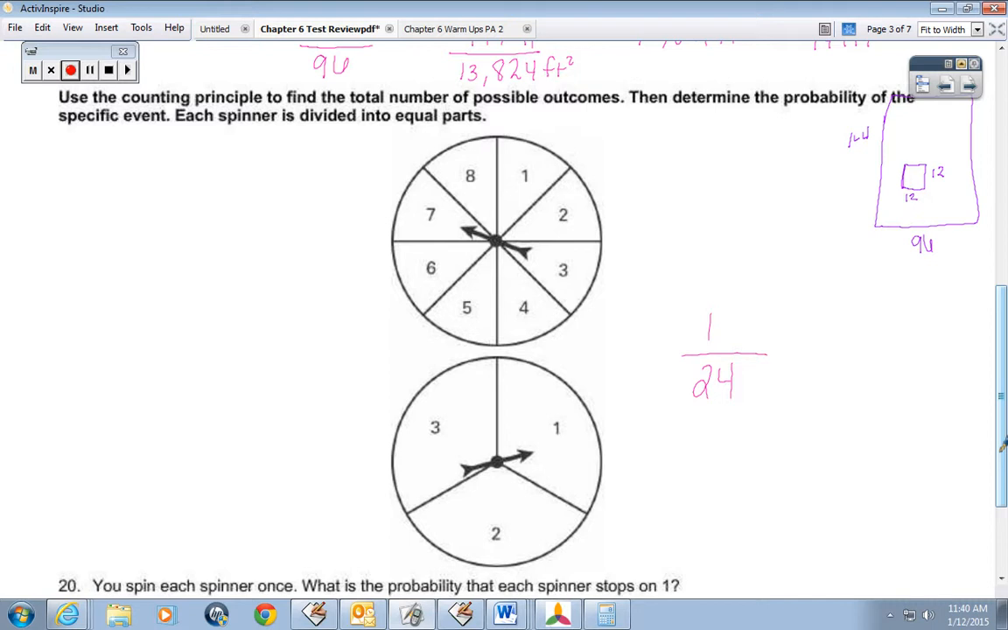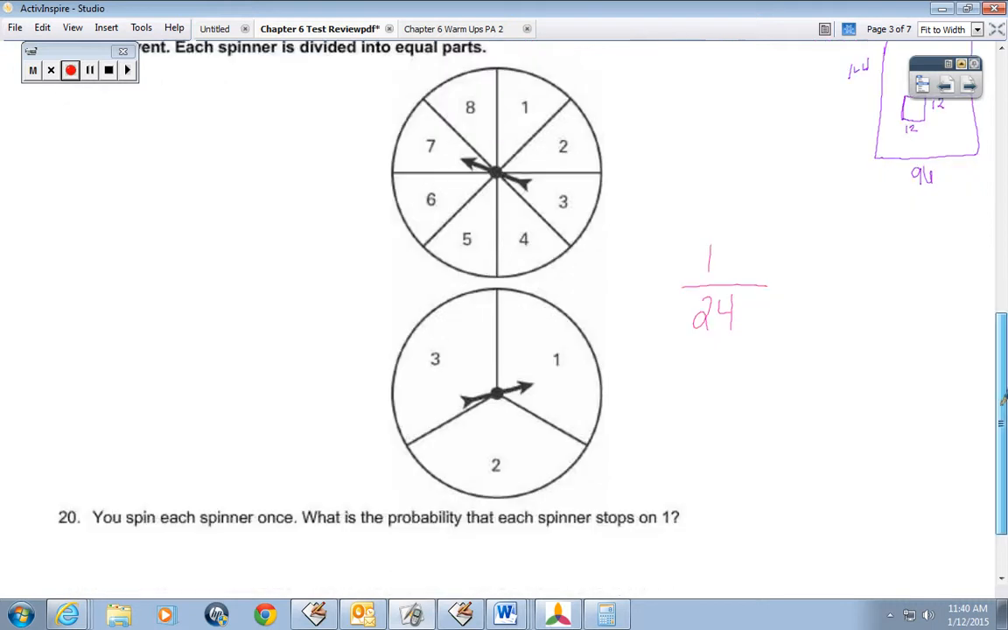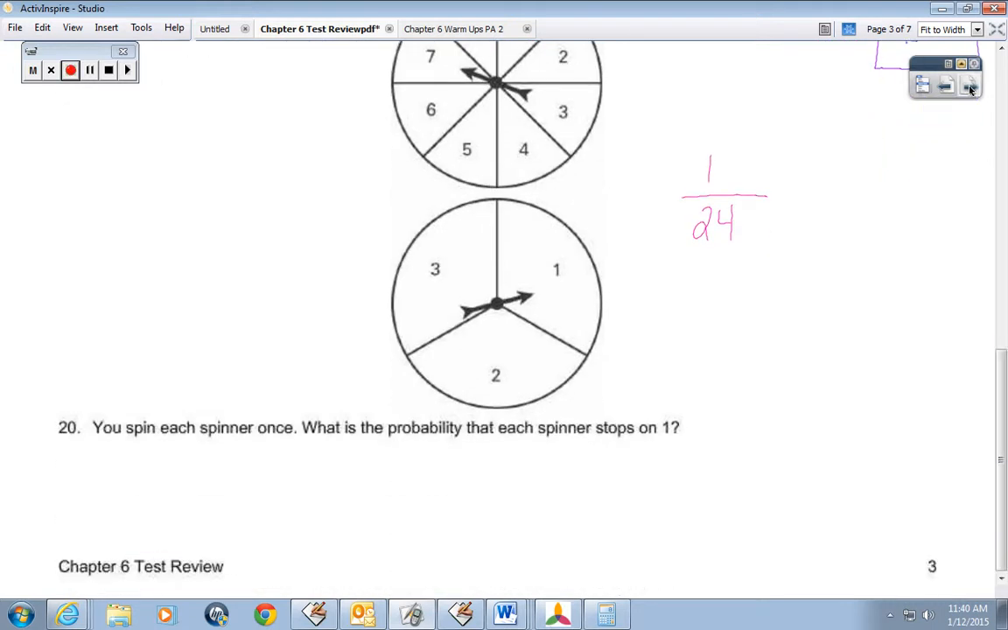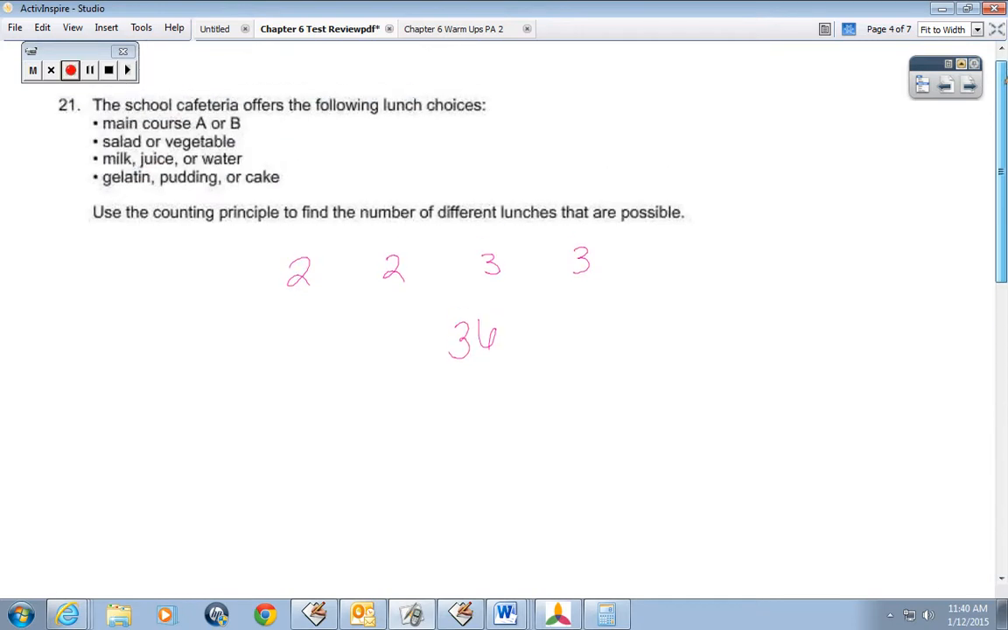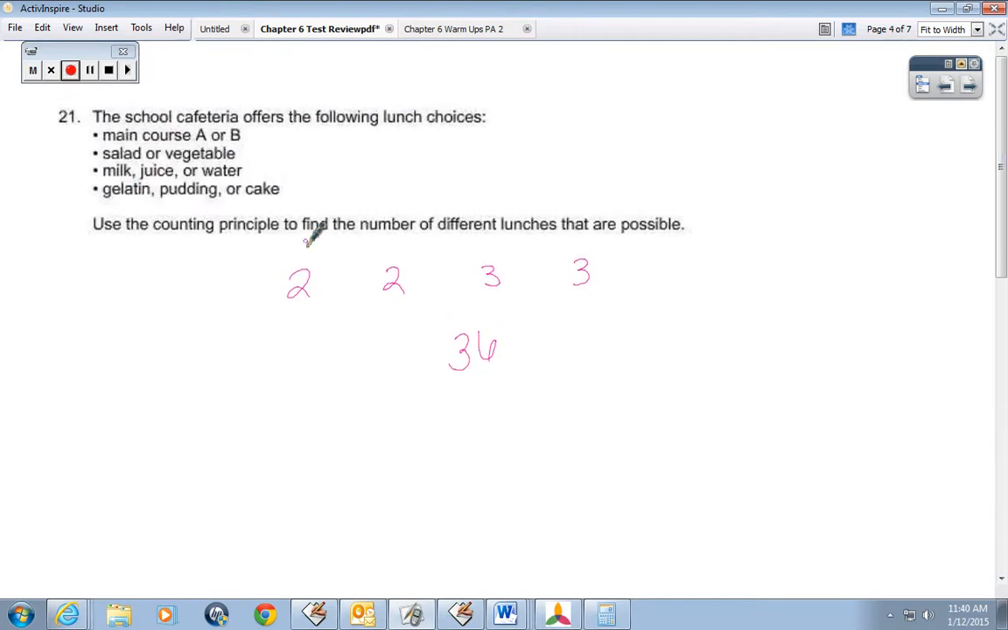And then this last one, this is choice 1, choice 2, choice 3, choice 4. You have 2 choices for your main course. You have 2 choices for your next course. 3 choices for your beverage, and 3 choices for your dessert. So 2 times 2 times 3 times 3 is, you have 36.